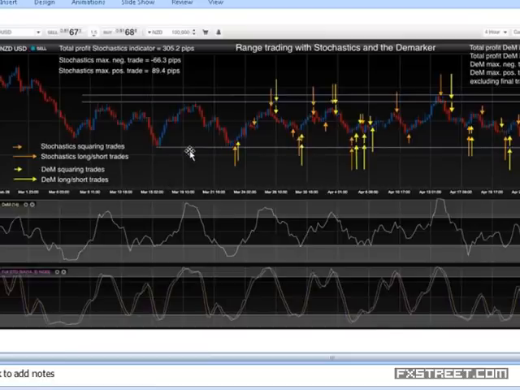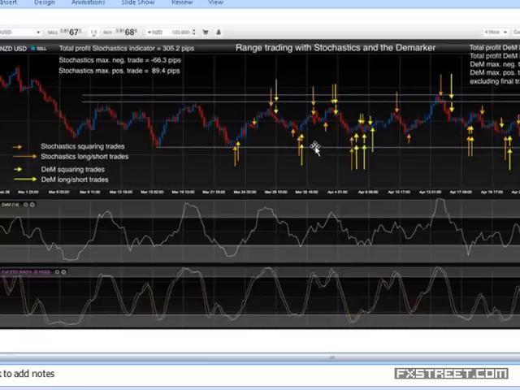So we can see the indicator made around 300 pips during this 2-month trading period. It's a great period in March and April in the Kiwi. The maximum negative trade, our worst trade, was around 66 pips and the best trade around 89 pips. Out of 11 trades open, only 4 were losers. So we can see that the stochastics actually worked pretty well.